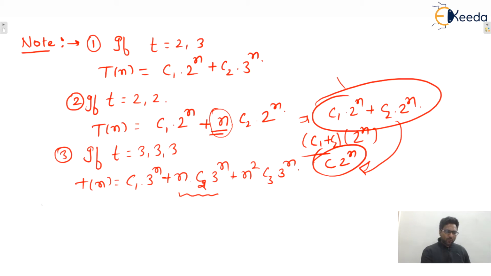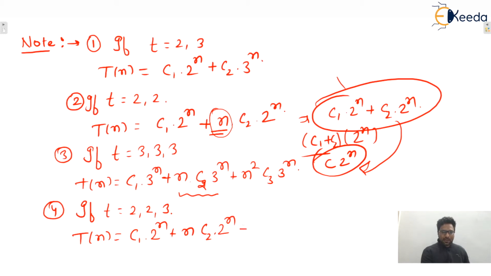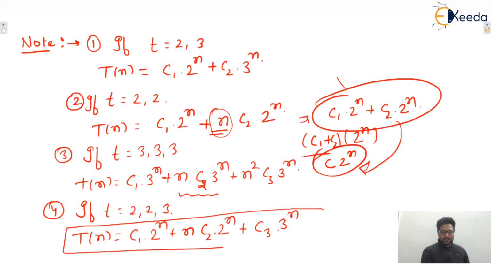Okay, let's take one more variety, the fourth one. Let's say some roots are matching. Let's say the roots are 2 comma 2 and 1 is different. Now how to write the general solution? C1 into 2 raised to power n, plus n times C2 into 2 raised to power n, and this one is distinct, so no need to multiply. So this is the change.